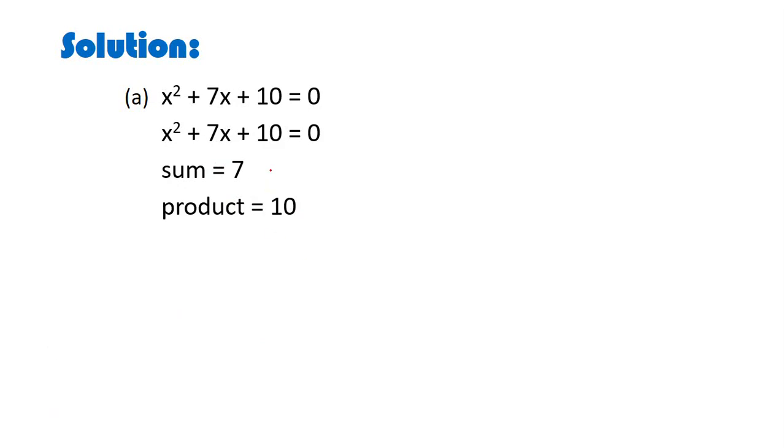So that means that here the sum is going to be 2 plus 5, which gives you 7. Then here, if we get 2 times 5, that will give you 10. So those are the two numbers.